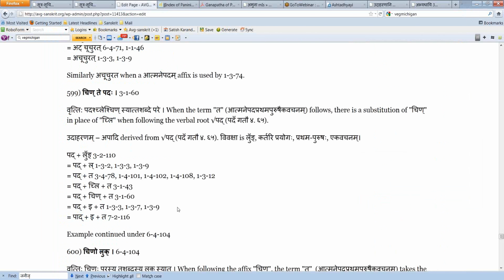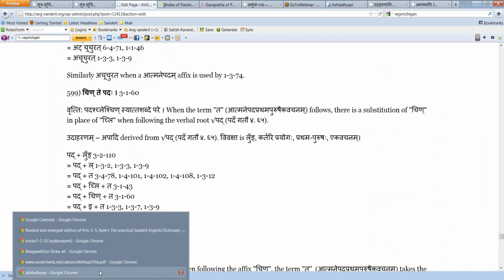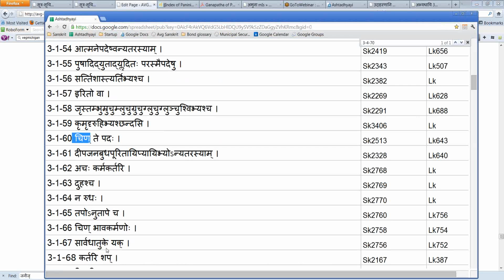This entire chin vidhanam has one thing very important, which is this te. This anuvritti of te comes down from chin te padaha all the way down into chin bhava karmano. So if chin is to be used, it's only ta shabde pare. When this ta affix follows. Now what could this ta affix be? This pada is an atmanipadi dhatu.